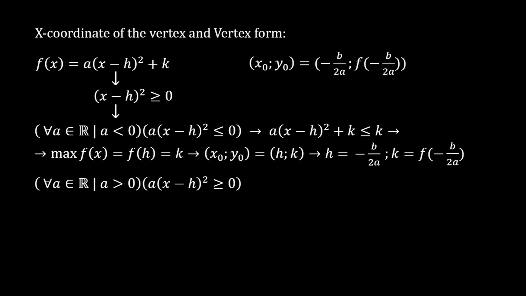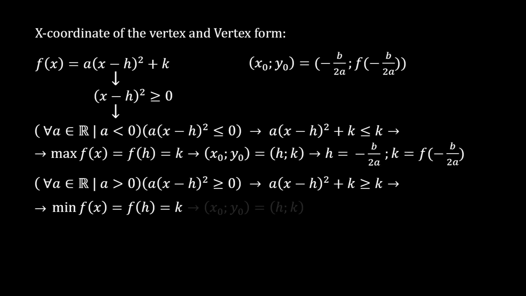Let's see what we get if a is a positive number greater than 0. When a is a positive number, the function has a minimum, which is equal to f of h, and that is k. Here we get the same result after mapping h and k with x0 and y0. The only difference is that when a is a negative number the vertex is the maximum of the function, and when a is positive, it's the minimum of the function.